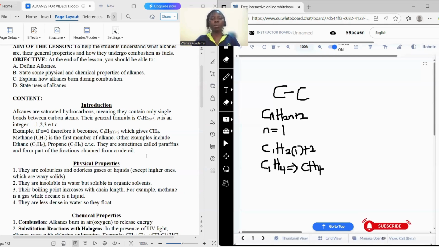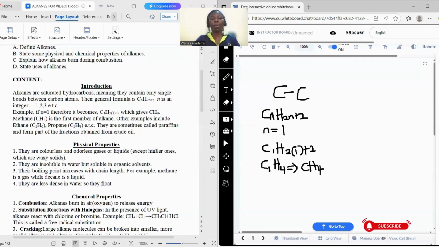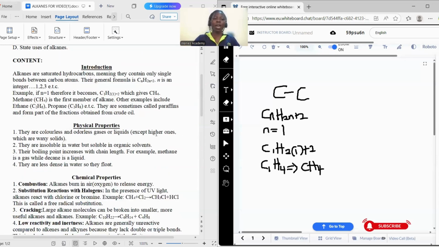Now, alkanes are sometimes called paraffins, and they form part of the fractions obtained from crude oil. Let's look at the physical properties of alkanes. The first one, they are colorless and odorless gases or liquids, except higher ones, which are waxy solids. They are insoluble in water, but soluble in organic solvents. They don't dissolve in water, but they dissolve in organic solvents.